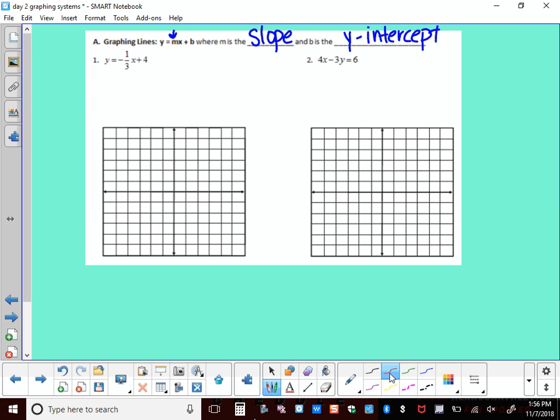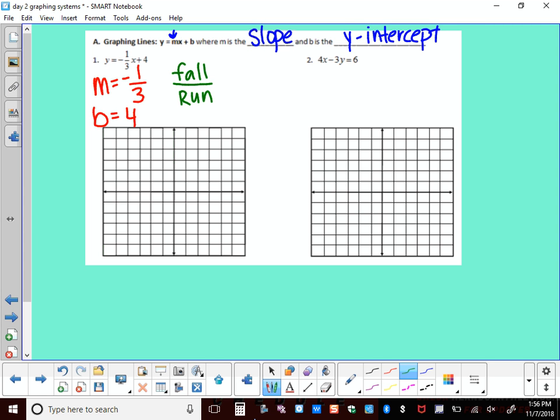So based on my number 1, m is what? What number do I have in front of my x? Negative 1/3. And my b is 4. You guys are used to rise over run for your slope. When it's a negative, you're going to fall over run. That's just what it is. You either rise or fall over.